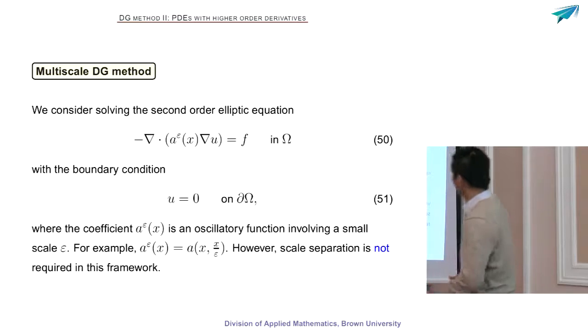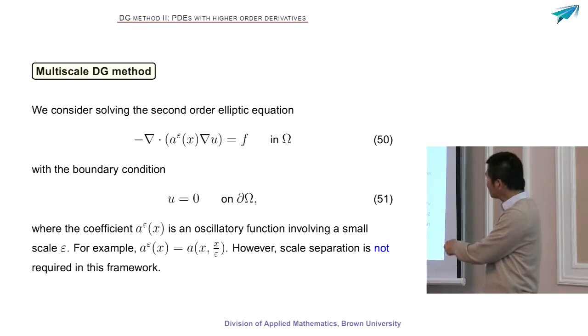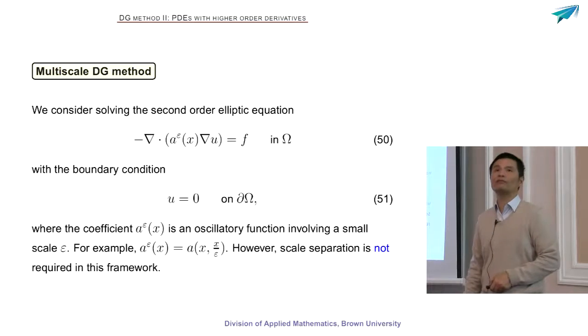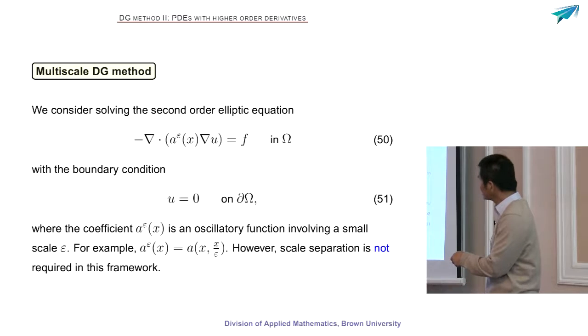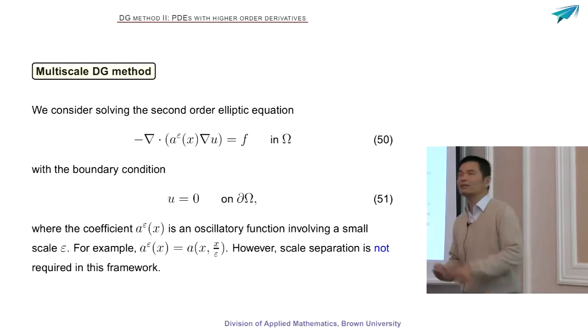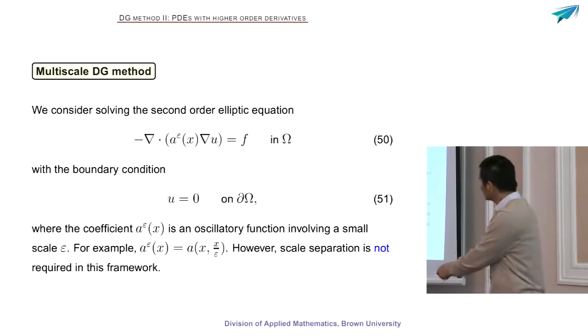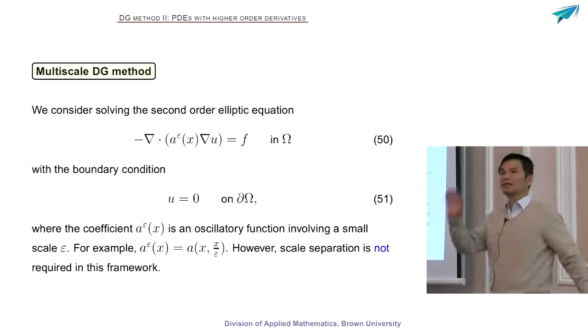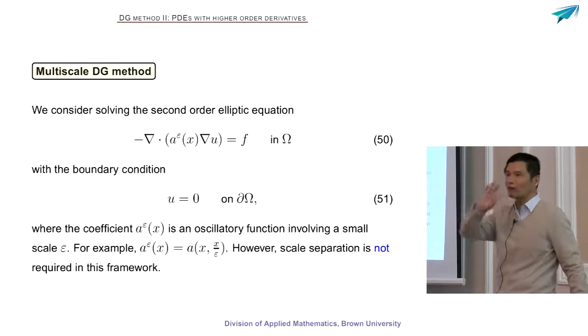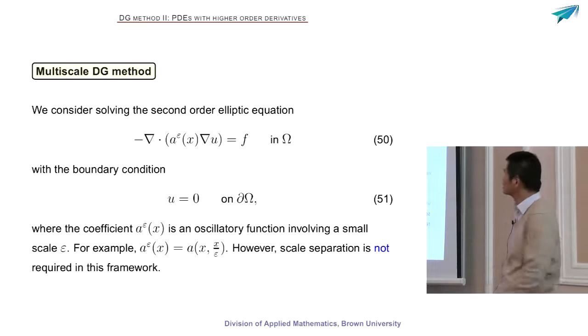So here is the setup. This is actually a linear problem, a second order elliptic equation with a coefficient which doesn't depend on u. It depends only on the location x, but it is an oscillatory function. For example, it could depend on both x at large scale and x over epsilon. Epsilon could be a very small number, so it could be a very oscillatory coefficient. But it doesn't have to be this way. It can have continuous oscillation scales from epsilon to order 1. So there are a lot of scales in this.